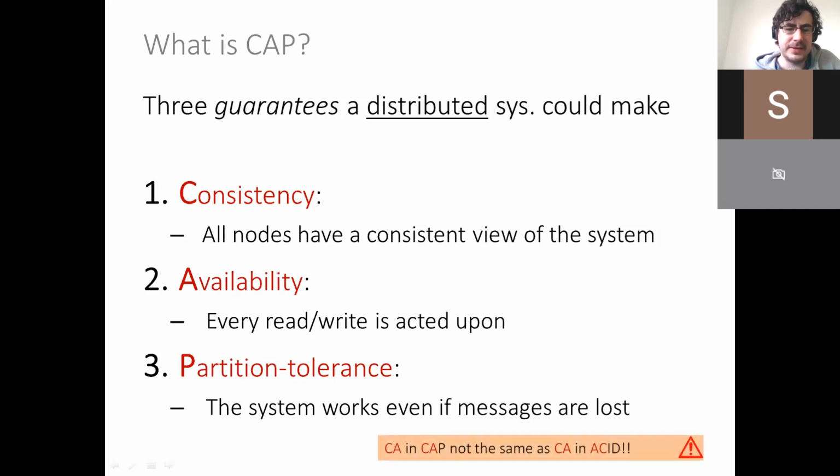Just to note here as well, the A is different to ACID. It doesn't correspond at all. It's atomicity in ACID and availability in CAP. And the C, although both are called consistency, they're really quite different notions of consistency. So this is very different to ACID. It's at a different level. We're talking about distributed systems.